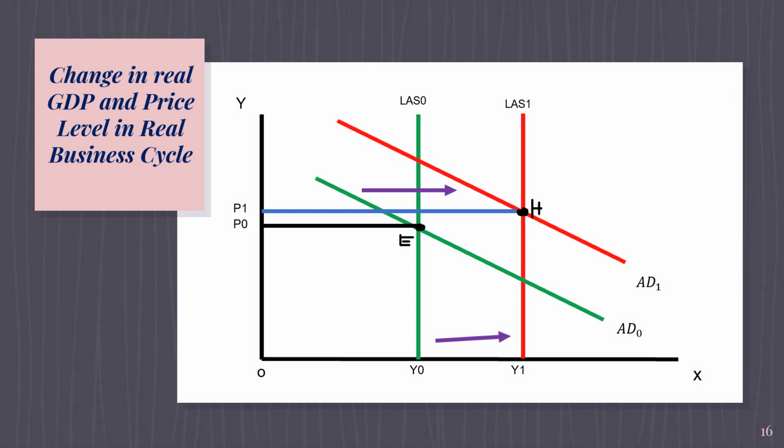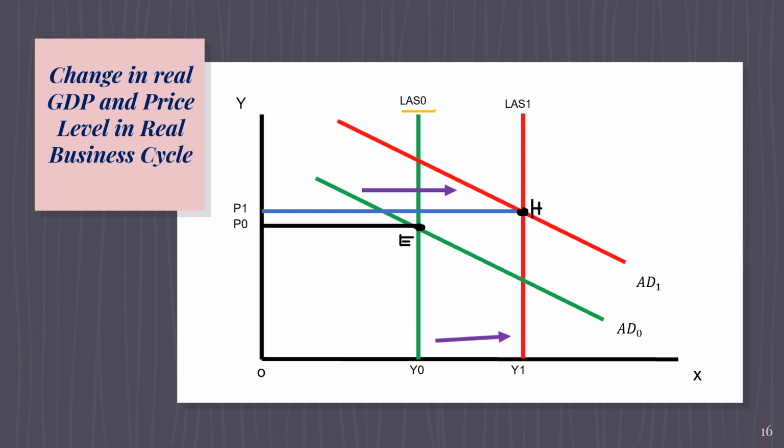Now, there is one more important thing that we need to consider: in the real business cycle, there is no short-run aggregate supply curve, since it is assumed that the money wage rate is quite flexible and adjusts freely so that the real wage rate keeps the labor market in equilibrium. Therefore, in real business cycle theory, long-run aggregate supply is always vertical at the potential GDP level where there is full employment of labor.